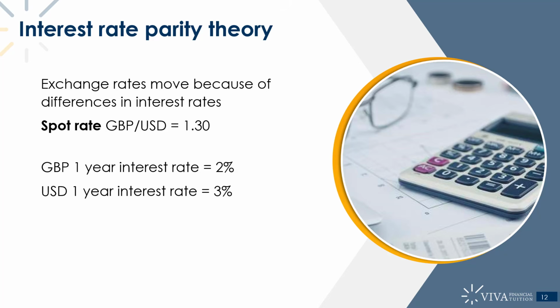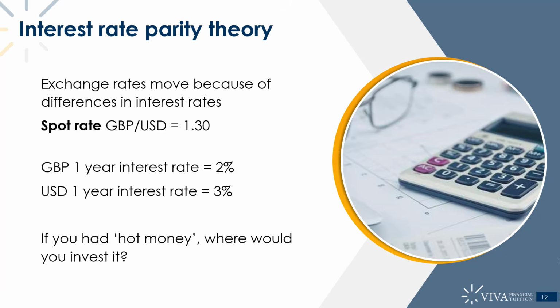if you had hot money, and what hot money means is money that you could move into different currencies across borders very easily, where would you choose to have it? Would you have it in pounds or would you have it in dollars? Have a think. If you have it in pounds, you'll earn 2% interest. But if you have it in dollars, you'll earn more interest. The rational investor with hot money will put their money into dollars rather than pounds because they'll earn more.